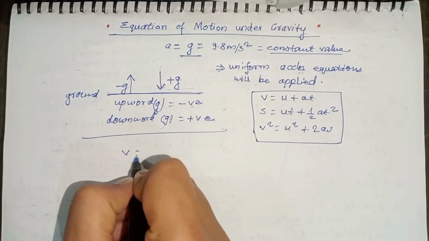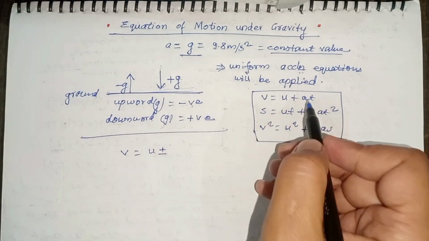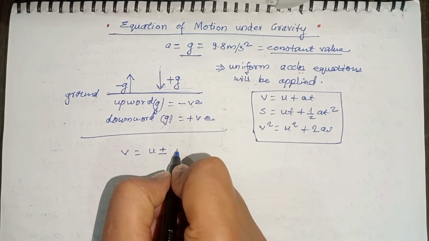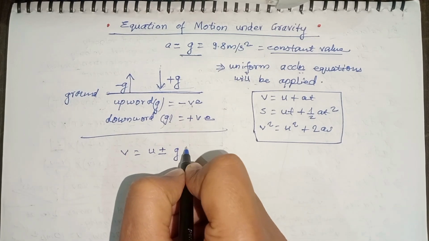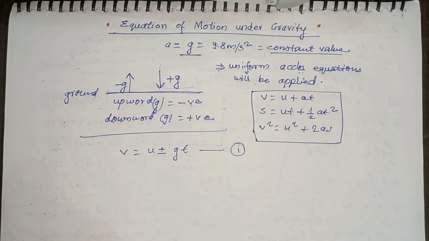So now the equations will be: v means final velocity equals u plus or minus g t. Before a, plus or minus both, and a is g here. This is the first equation of motion under gravity.